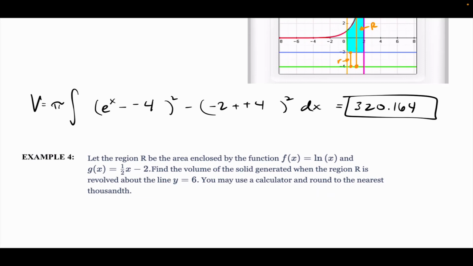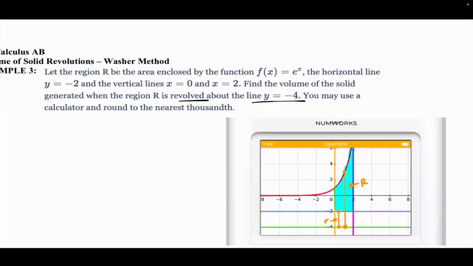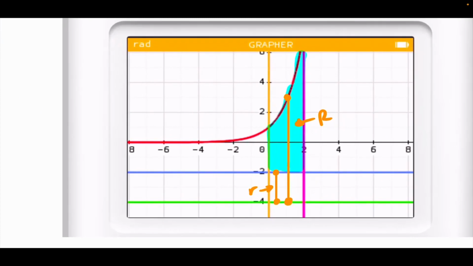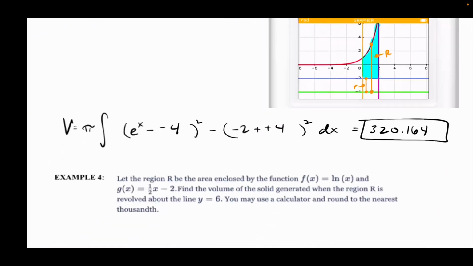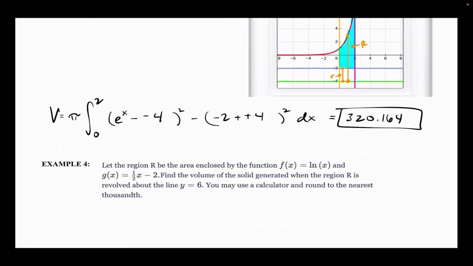The bounds are left to right. So it looks like from the orange line to the pink line, so that's going to be 0 to 2. When you do that, you should get about 300. You should get around 302.164.